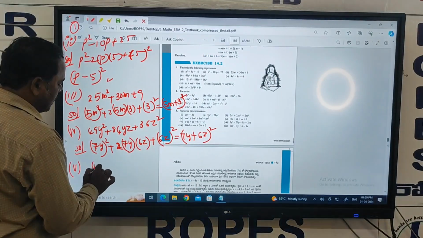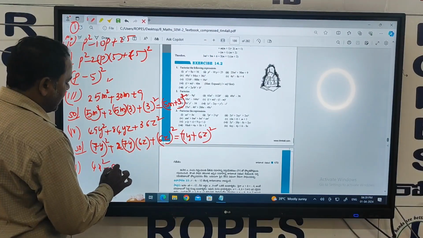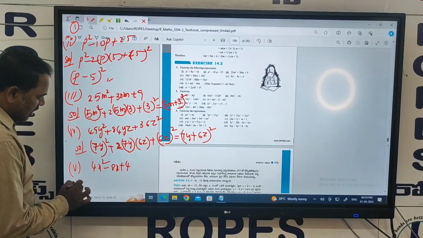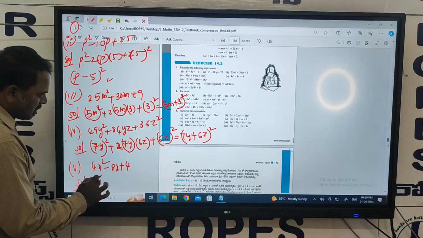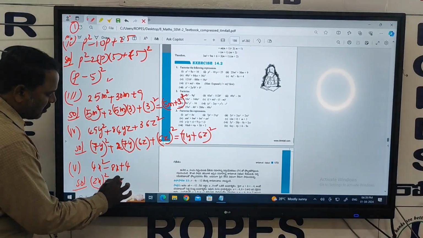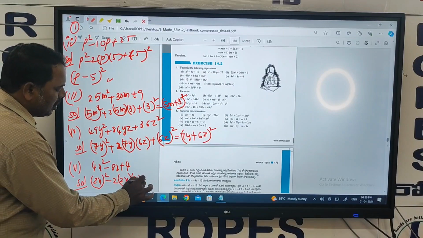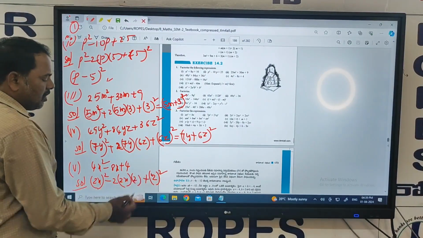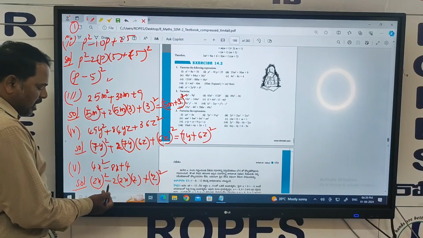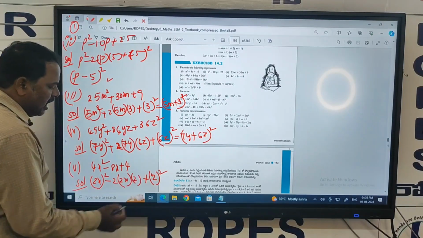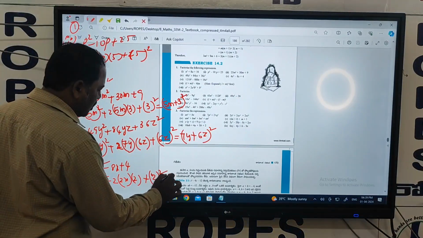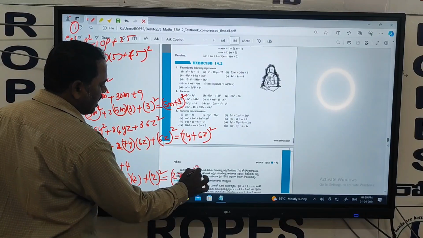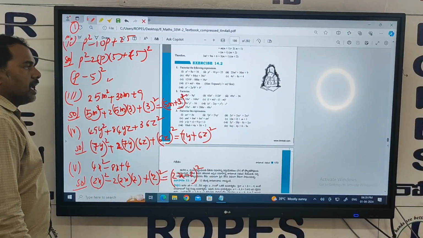Now the fifth question, 4x square minus 8x plus 4. Observe carefully here. We can write this as (2x) whole square minus 2 into 2x into 2 plus 2 square. 4 we can write as 2 square. Now it is in the form of a square minus 2ab plus b square, so it is (a minus b) whole square. In the place of a, 2x is there, and in the place of b, 2 is there. Then we can write (2x minus 2) whole square.